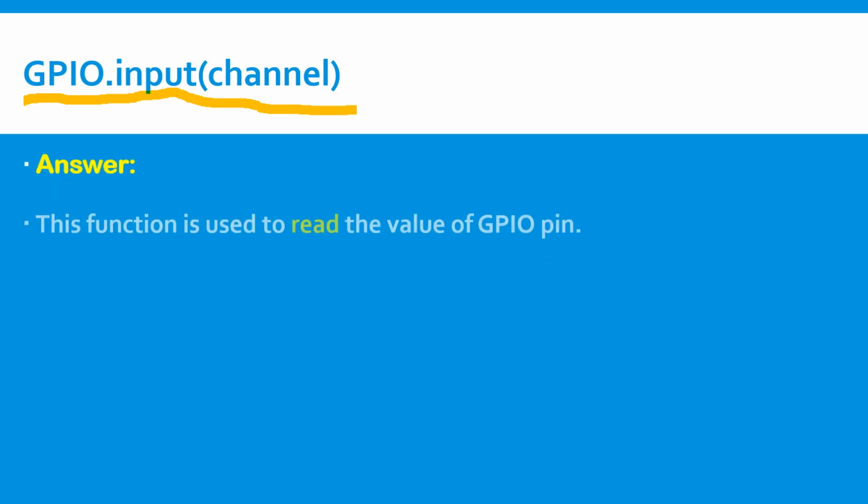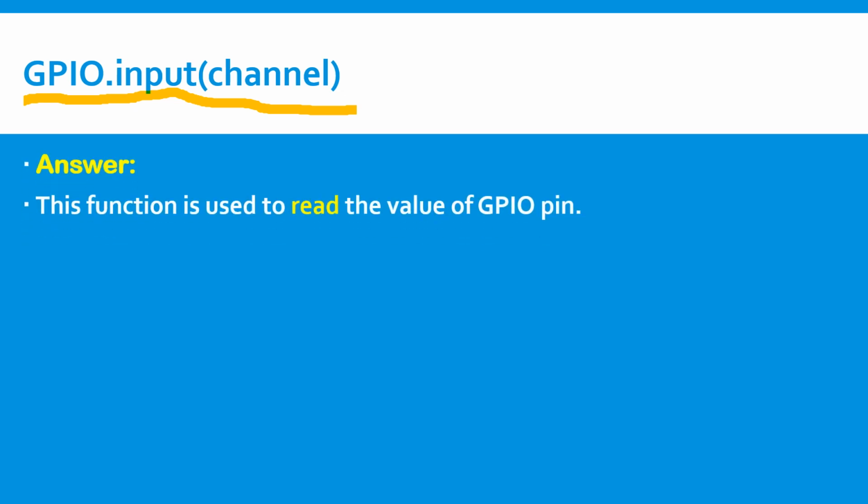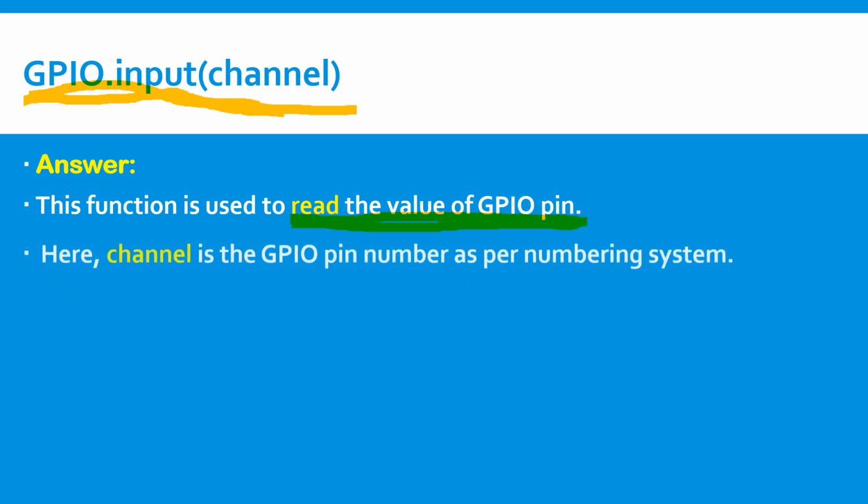Now let's go for the next function, that is GPIO.input channel. This function is used to read the value of GPIO pin.